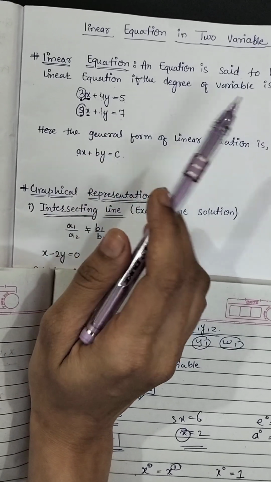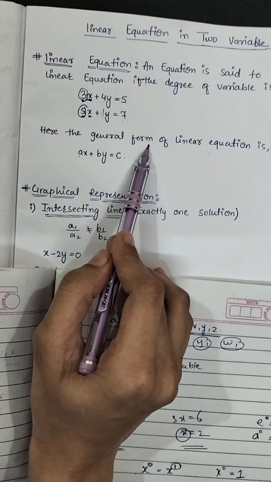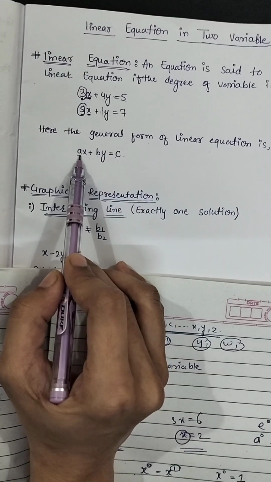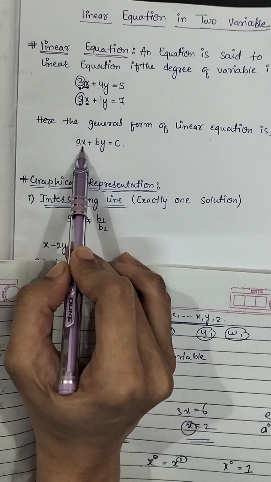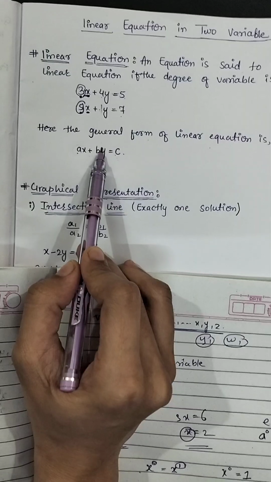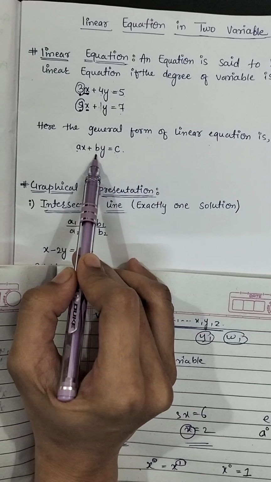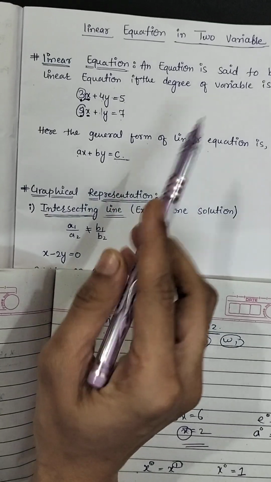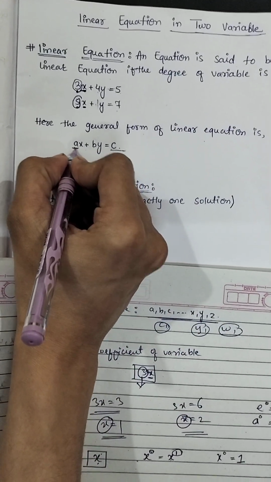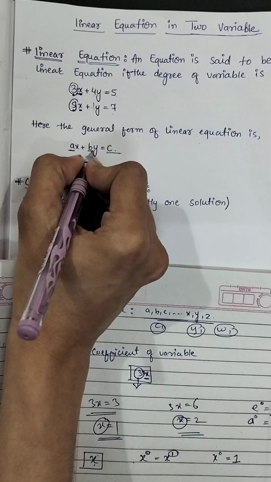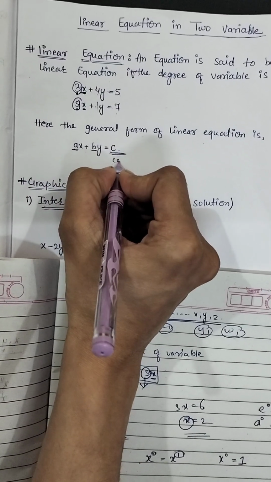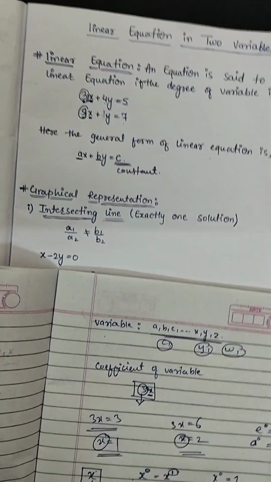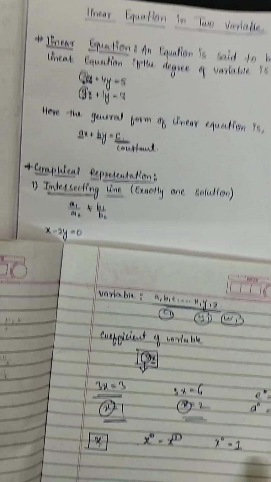Now the general form of a linear equation is ax plus by is equal to c. Here a is the coefficient of variable x, b is the coefficient of variable y, and c is a constant. a is the coefficient of x, b is always the coefficient of y, and c is always constant.